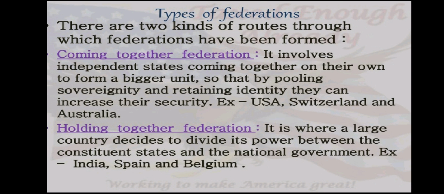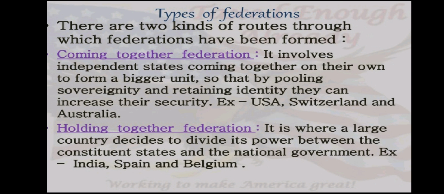Thus, the federal state, the federation, is divided into two types. One is coming together federation, another one is holding together federation. Let us first of all discuss coming together federation. This route involves independent states coming together on their own to form a bigger unit, so that by pooling sovereignty and retaining identity, they can increase their security.